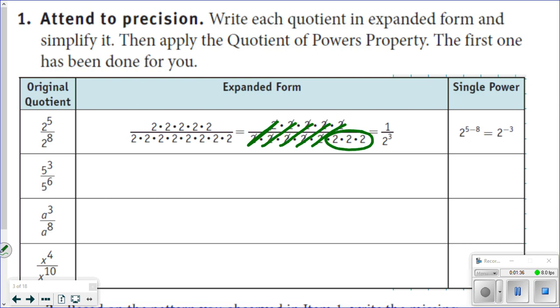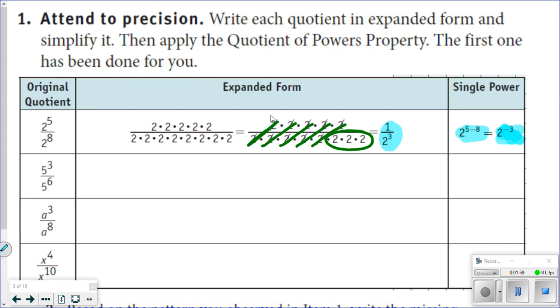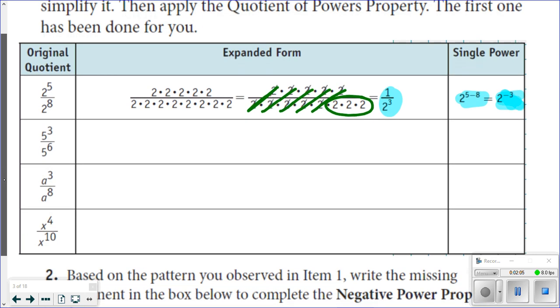Now, when I have a division problem, what do we do with the exponents? We subtract. So if I think about 5 minus 8, I get 2 to the negative 3rd power. But that looks different than this answer. So let's keep going, and we're going to see what is happening here and see if we can come up with a pattern.